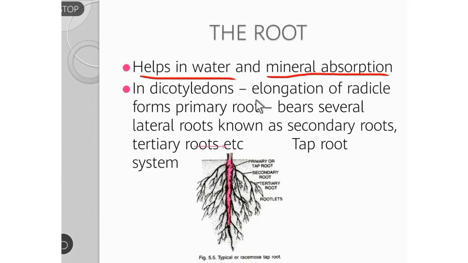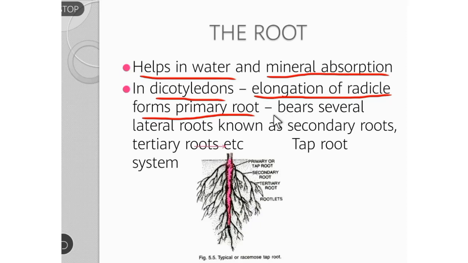It has root hairs which help in the absorption of water and later on conduct the water and mineral nutrients to the upper parts of the plant. The root system is a little bit different in dicotyledons and monocotyledons. These are two sets of plants. In dicotyledons, normally elongation of the radicle forms the primary root.